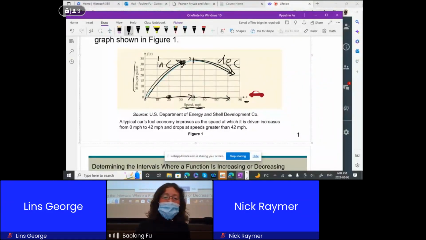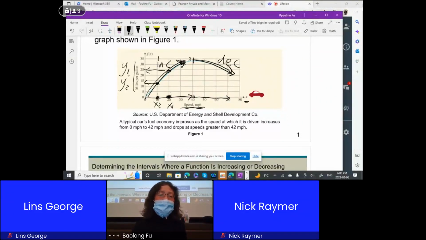And how do we know the function is increasing generally? For example, 20 is greater than 10, so what is the miles per gallon for 20? It's roughly maybe 25. The miles per gallon for x equal to 10 is roughly maybe 12. So 25 is greater than 12. When you have x2 greater than x1, for example, you have y2 greater than y1. If this happens, the function is increasing.